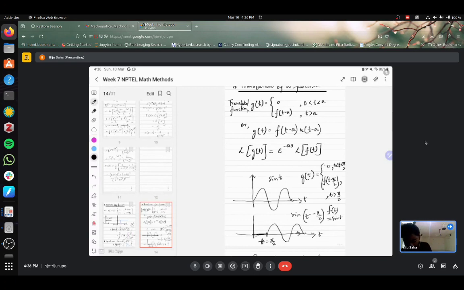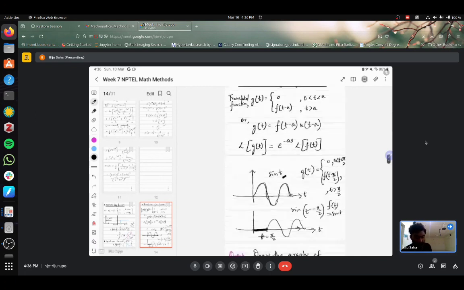So it is clear from this that you have a function sine t, and then you shifted your function by a certain distance pi by 2, and you get a new definition of the function. That definition is g of t. So how is g of t related to the old function f of t? That relation is given by this definition: it is 0 for values of t less than pi by 2, and for values of t greater than pi by 2 it takes this form, f of t minus pi by 2 in the argument. That is how these two functions are related.